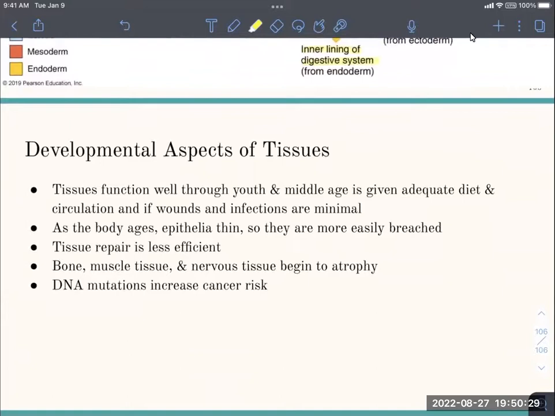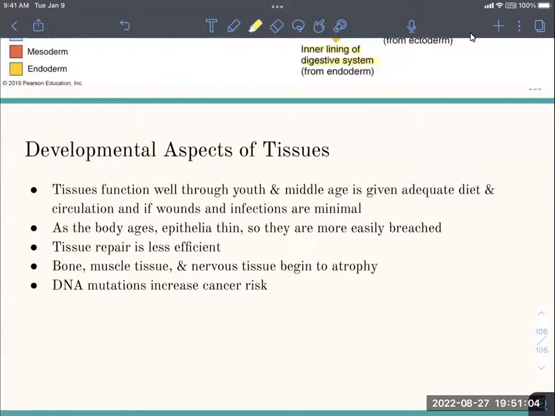And tissues tend to function very well through youth and even middle age, as long as they're given a proper diet, healthy foods, not eating junk food all the time, and circulation. As long as you keep wounds and infections to a minimum, that also affects tissue function. So as the body ages, the epithelia thins, your skin gets thinner, so it's easier for things to get through. Even the internal epithelia gets thinner. Things can get through there.